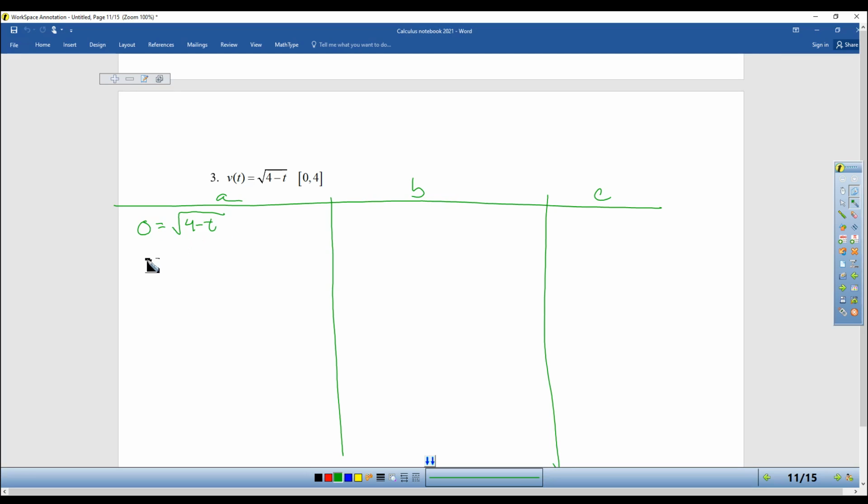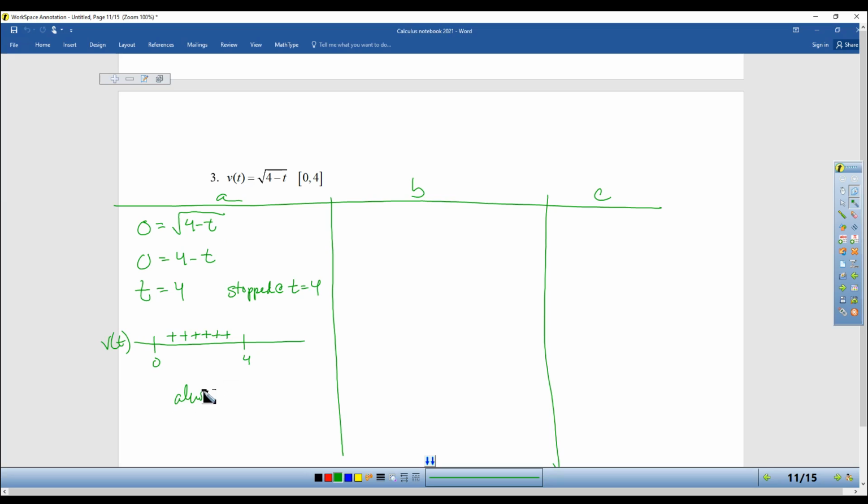So instead, I'm going to square both sides, and I get 0 is equal to 4 minus t. And then I add the t to the other side, and I get 4. So it is stopped at t is equal to 4. That's the only time that the velocity is equal to 0. So what is the velocity doing the rest of the time? You still can do it the same way. You can still just check a point in the interval. So if I plug in a 2, then I get 4 minus 2, the square root of 2 is positive. So this has a positive velocity the entire time.